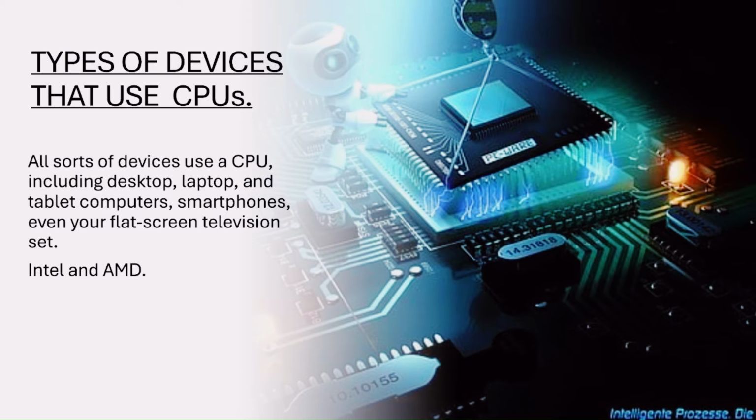You may see many different names used to describe the CPU, including processor, computer processor, microprocessor, central processor, and the brains of the computer.